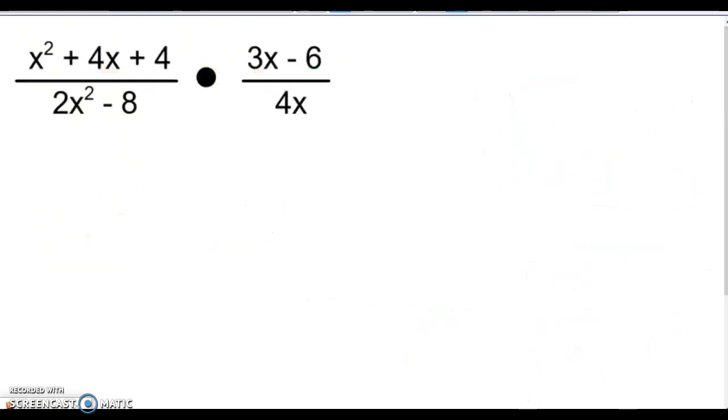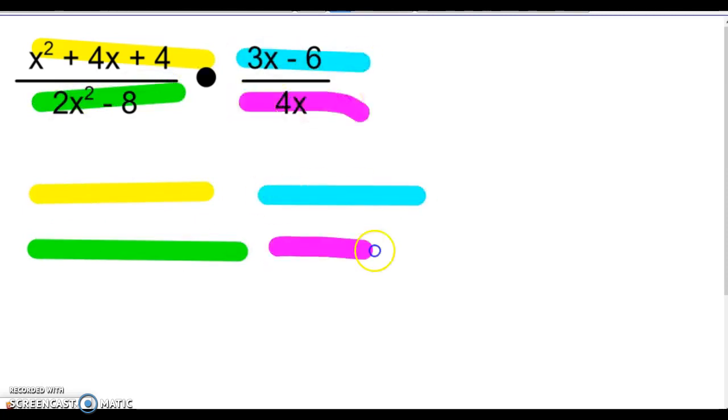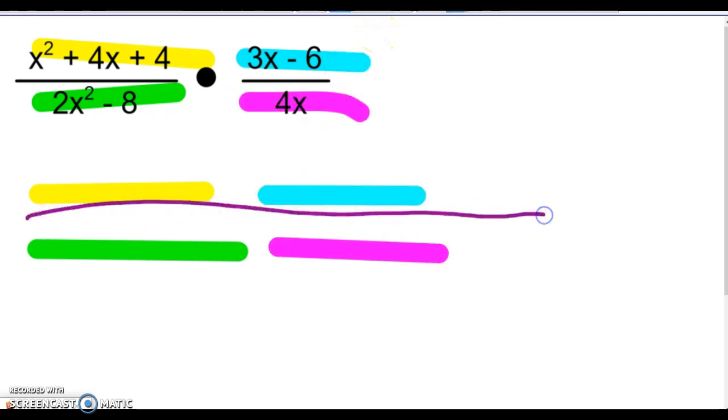All right, let's see. Let's try this one. Why don't you try it on your own and pause and then come back and I'll help you with it. Should have made that in black. But there, we'll just go over it. Okay, there it is. So I'm going to factor the yellow. What did you get?